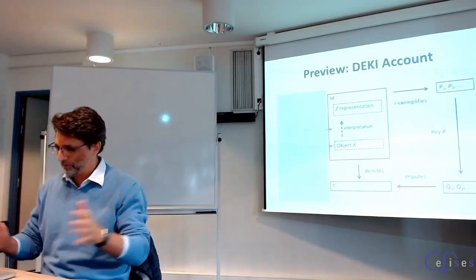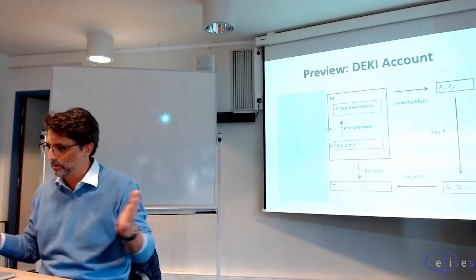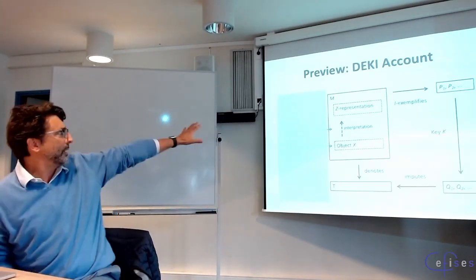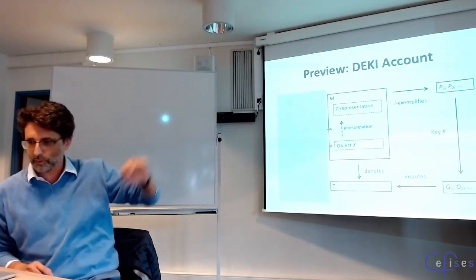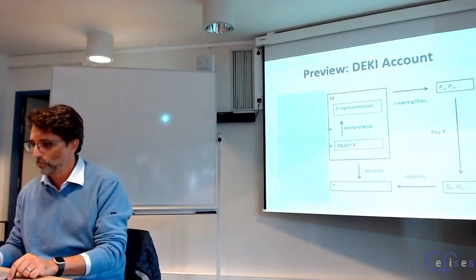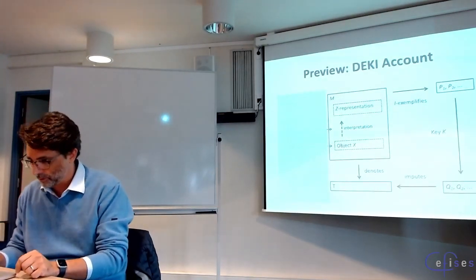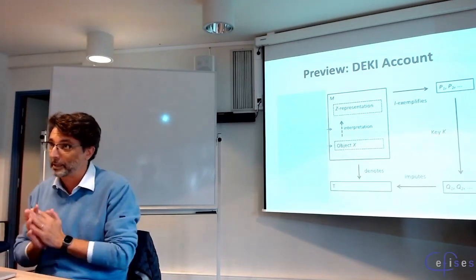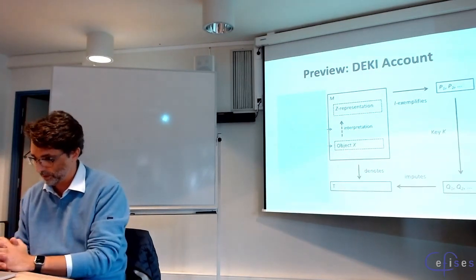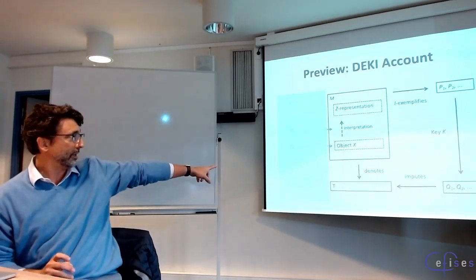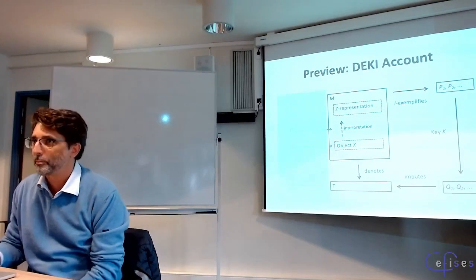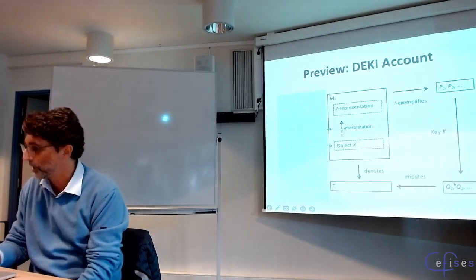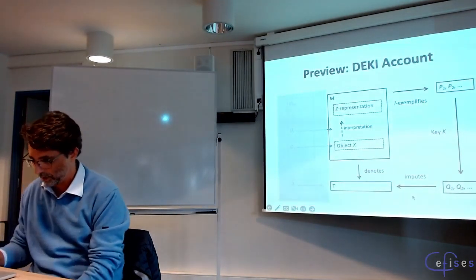Before I delve into the details, I want to give you a preview. I want to tell you what the DEKI account is, and this is encapsulated in this diagram. You have this big box here called M, that's the model, and the model has an internal structure that consists of an object X and an interpretation, and I will explain what I mean by that. That gives you a so-called Z representation. The model denotes a target system T. The model exemplifies certain properties, P1, P2, and so on. These properties are connected with a key to another set of properties, and these are imputed to the target system.